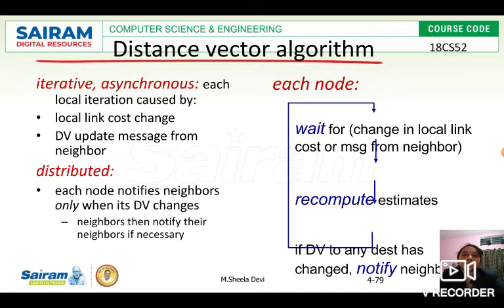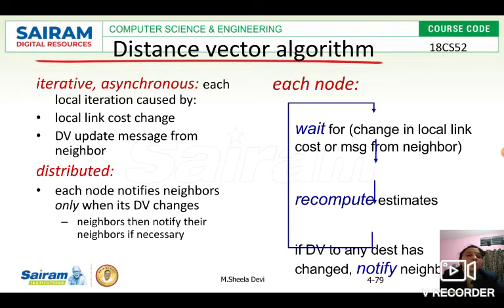Each node notifies neighbors only when its DV, that is the distance vector, changes. If any change happens in the routing table, then only will every node send the information to its own neighbors. Otherwise no information will be shared or exchanged. So each node waits for changes in the local link cost or a message from the neighbor. Every node will be waiting for the information. If it gets it, it recomputes its estimates.